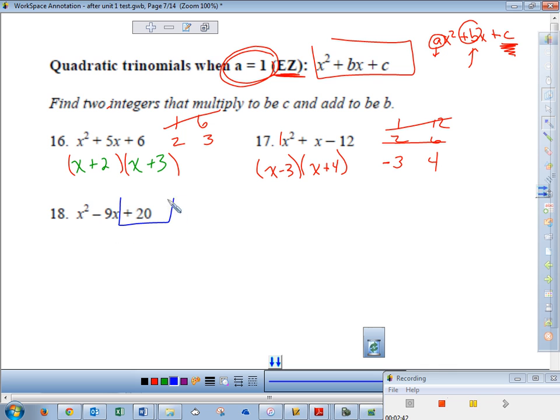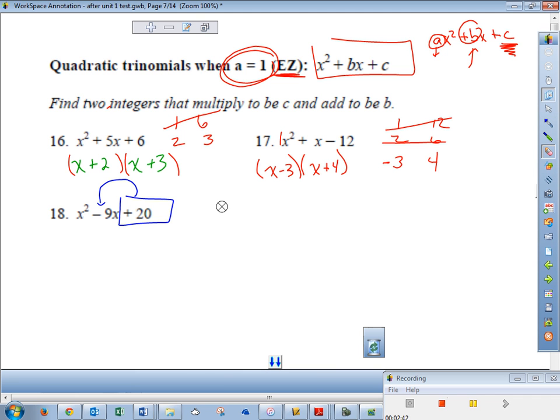Find two numbers that multiply together to be a positive 20. So since this is positive, both signs have to be the same, either both positive or both negative in the two numbers that we find. Look to him. He will tell you that they both need to be negative. So two numbers that multiply together to be a positive 20 add together to be a negative 9.